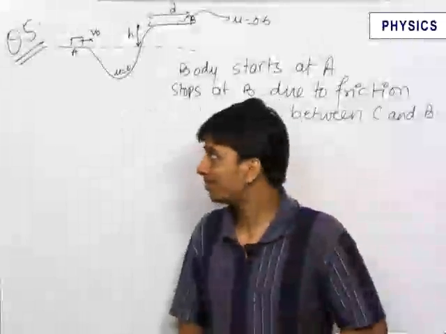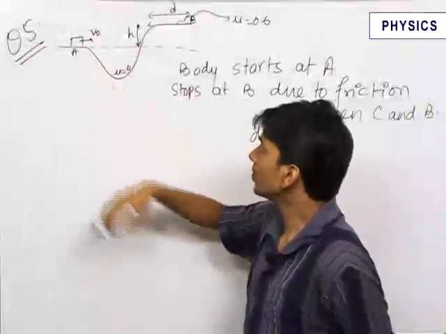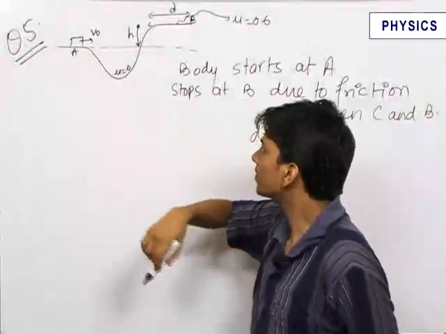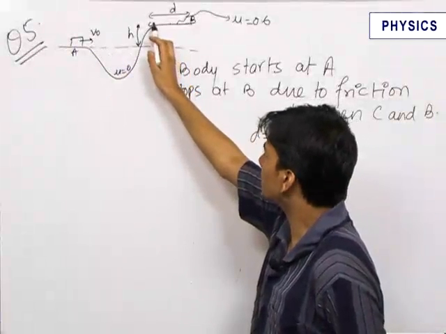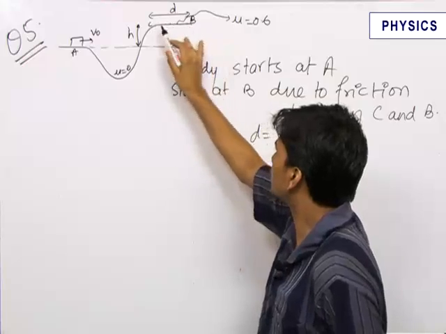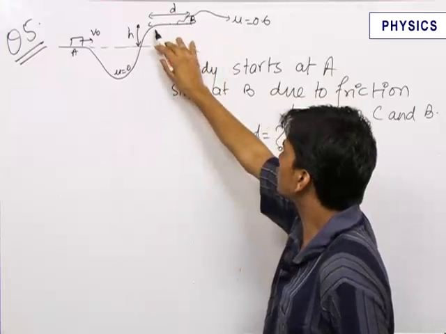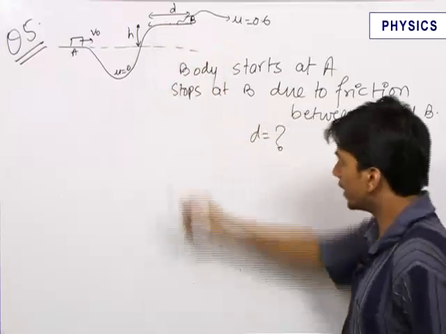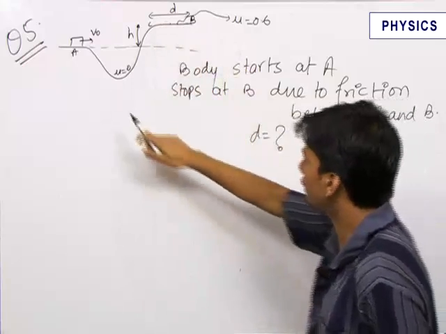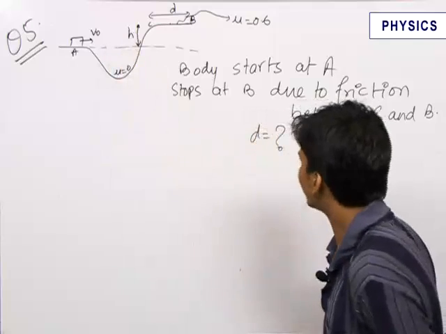In this question, this block is given an initial velocity v0. It travels through this frictionless path and reaches a path with friction from C to B, and it stops at B after traveling a distance d. We need to find this distance d in terms of v0 and h.